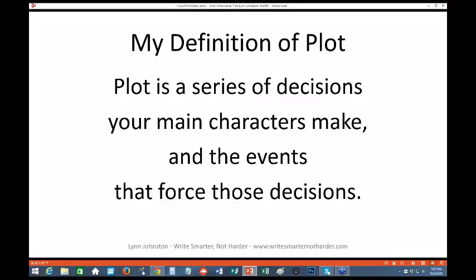My definition of plot is a little different. I believe that plot is a series of decisions that your main character makes and the events that force those decisions. And the reason that I think you need to look at plot as a series of decisions is that when you do that, it becomes easy to generate events for your characters that cause them to grow.